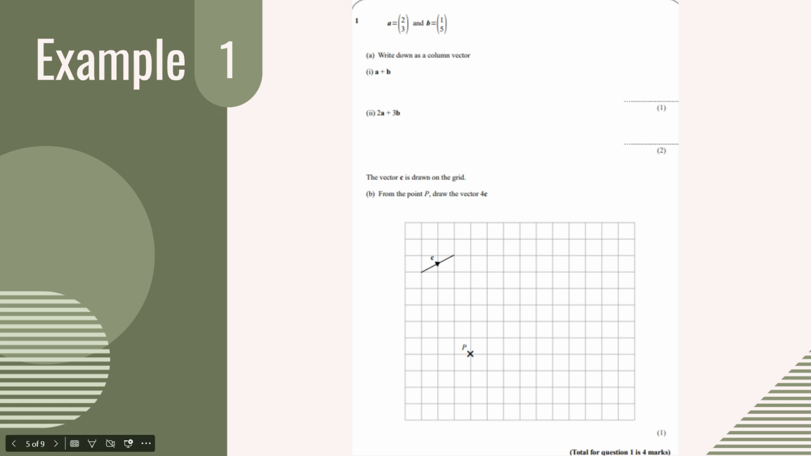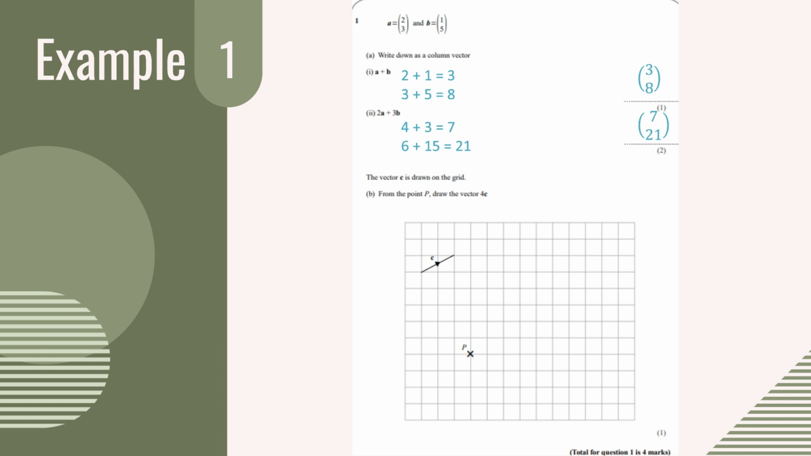So, in part a, we're asked to write down the column vector a plus b. That is simply 2 plus 1 and 3 plus 8, so we get the column vector (3, 8). In part b, we are asked to do 2a plus 3b, so we times a by 2 and b by 3, so we do 4 plus 3 equals 7, and 6 plus 15 equals 21. So we get a column vector of (7, 21).